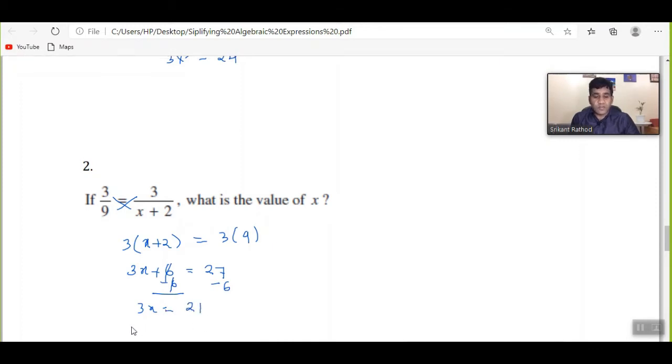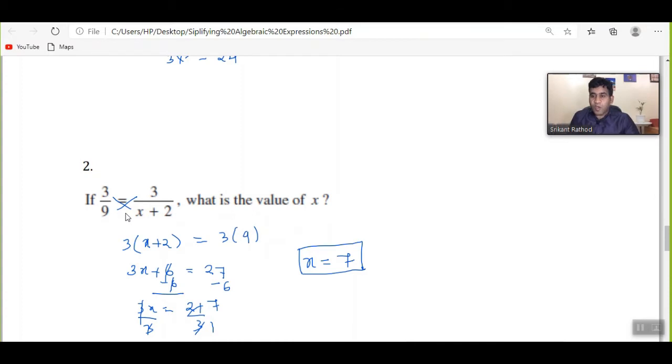3x is equal to 21. As I'm looking for the value of x, divide by 3 on both sides. So it gives 3 times 1 is 3, 3 times 7 is going to be 21. So the value of x here is going to be 7. So it means if you substitute the value of x here as 7, then both of these expressions are equal to each other.